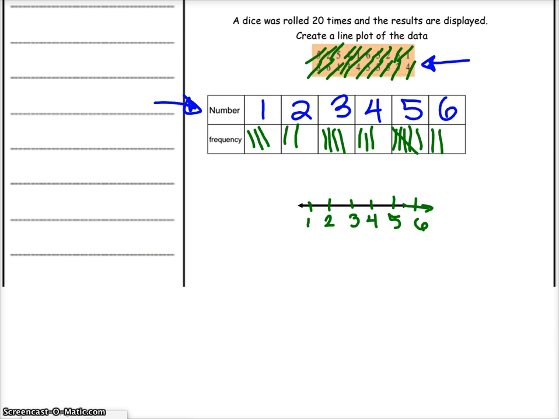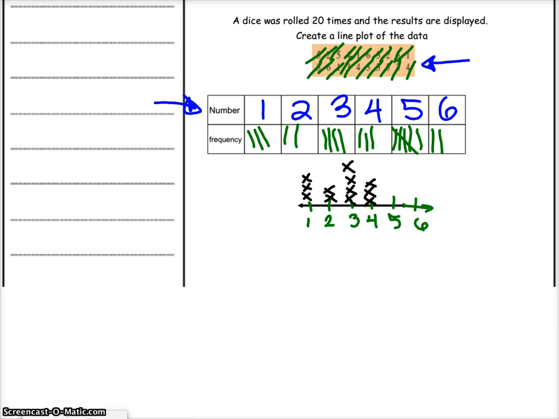And then I just put an X however many times they occurred. So how many times did 1 appear? 3 times. So I put 3 X's. How many times did 2 appear? Twice. 3 appeared 4 times, so 1, 2, 3, 4. 4 appeared 3 times.